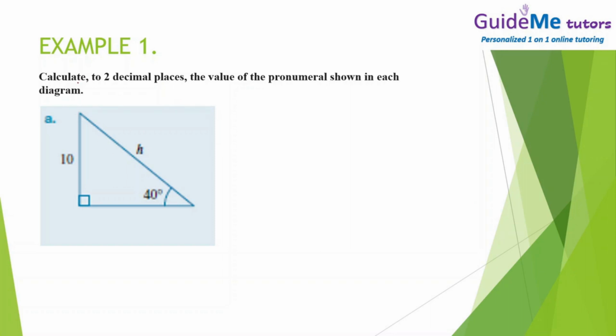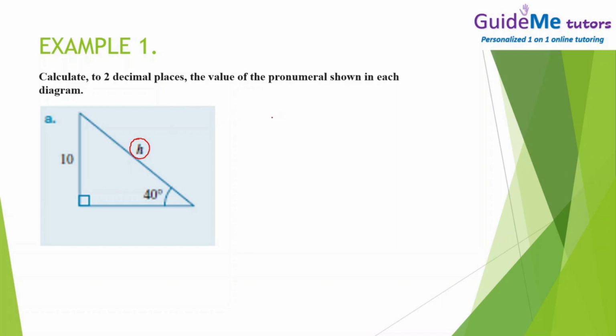Here in this question, what they are asking us to find is the value of the pronumeral. Calculate to 2 decimal places the value of the pronumeral shown in each diagram. So this is the first question, the first section, A. In this triangle, you can see the pronumeral. The pronumeral here is h. So we are asked to find the pronumeral h value.